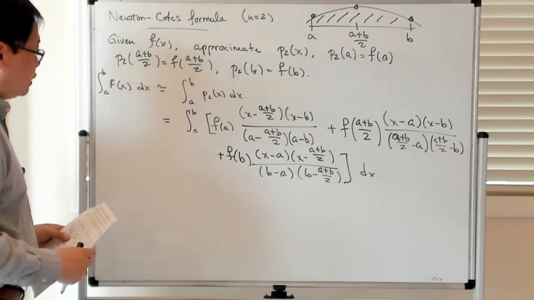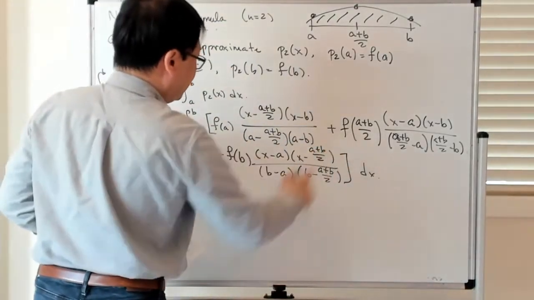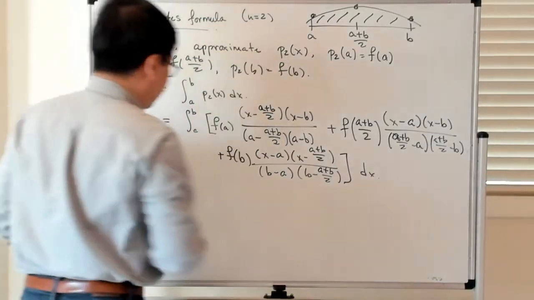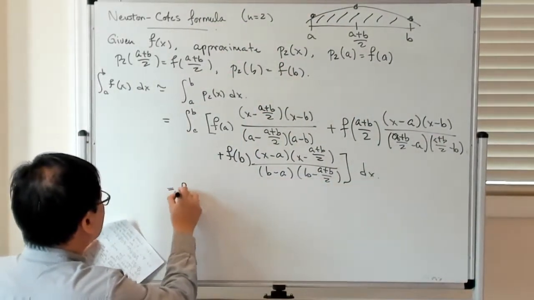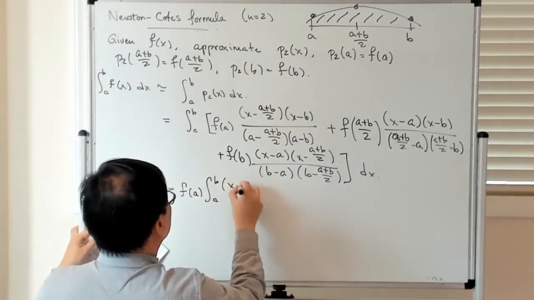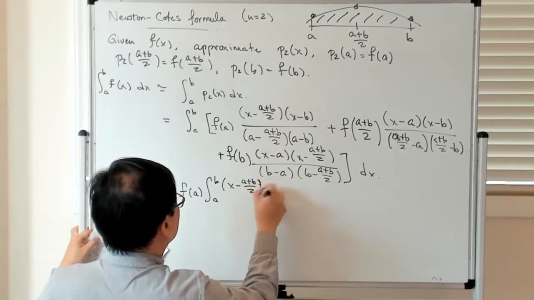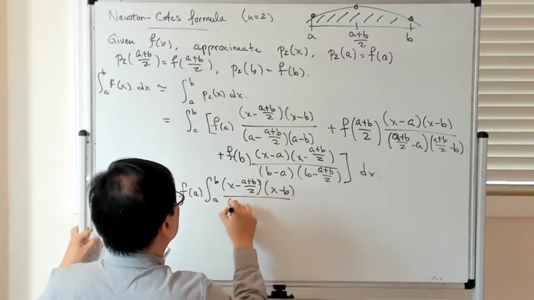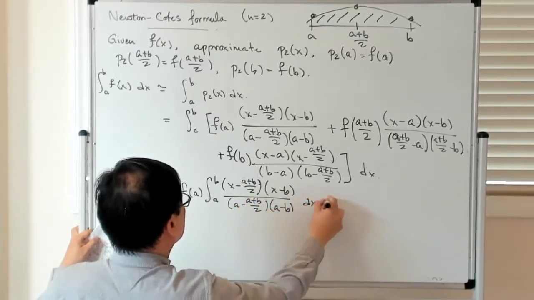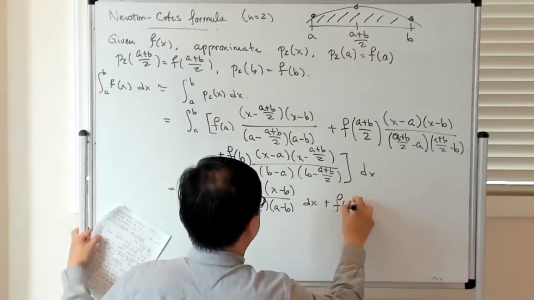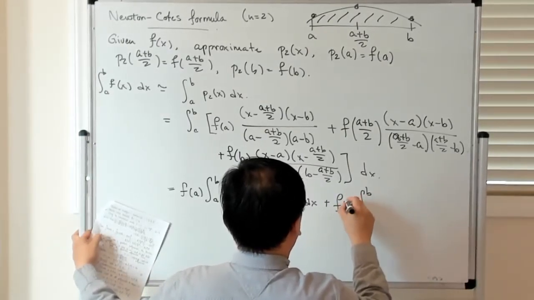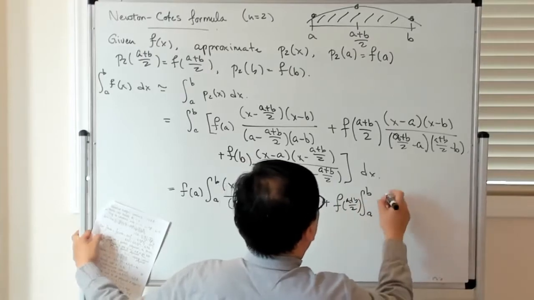Then what you can observe is that these f(a), f((a+b)/2), and f(b) are independent of x, so I can take them out of the integral. What ends up happening then is that I get f of a times the integral from a to b of x minus (a plus b)/2. I'll just write this down. Sorry, that's a plus b over 2.